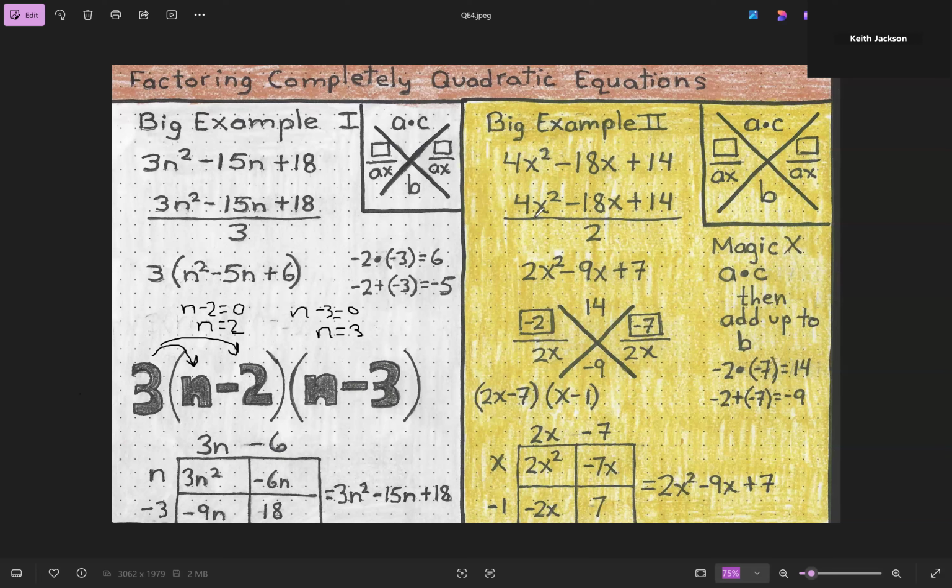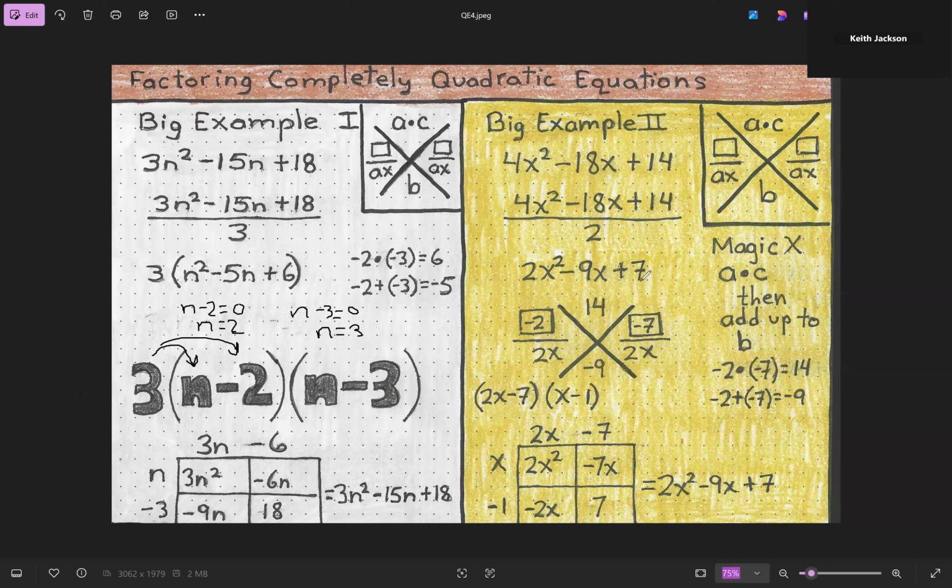And so now when we factor out a 2 right here, we will get this, because 4x squared divided by 2 will give us 2x squared. A negative 18x divided by 2 will give us a negative 9x. And 14 divided by 2 will give us 7. And so this is what we have right here. All right, a more reduced form, a form that is easier to figure out the factoring form of this quadratic function.